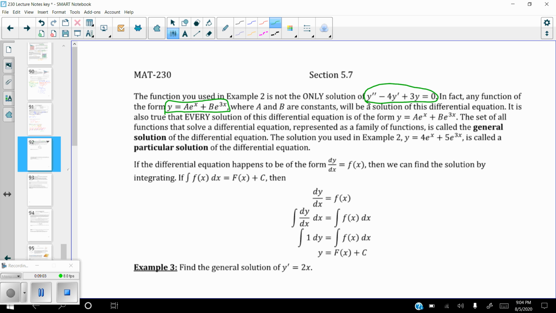So it's also true that every solution of that differential equation will have to be in that form. The set of all those functions that solve the differential equation represents a family of functions. This is called the general solution of the differential equation. So the ones with the a and the b in it, that's the general solution. The one that we came up with, or the one that was given to us with the 4 and the 5, this thing right here, is called a particular solution. It is one particular solution that works. The a and the b part is the general solution because we could plug anything in there.